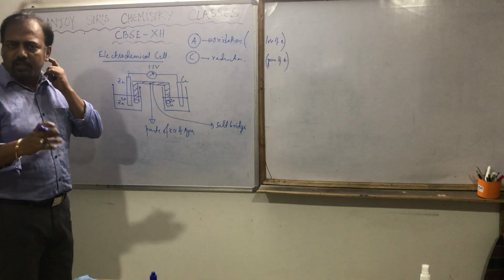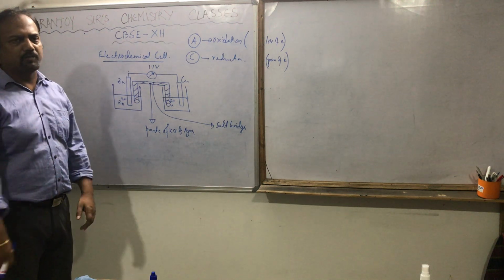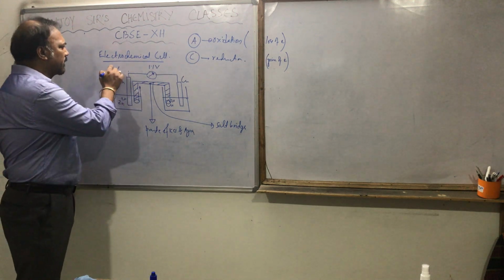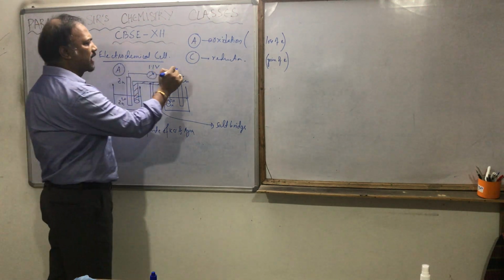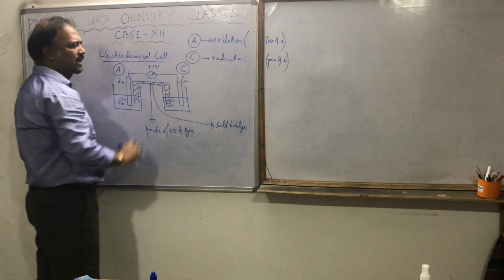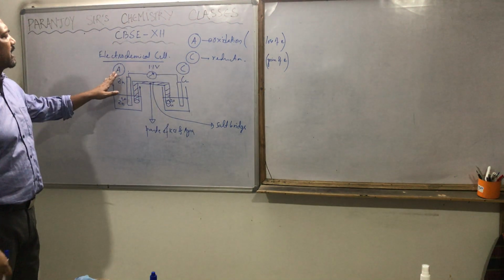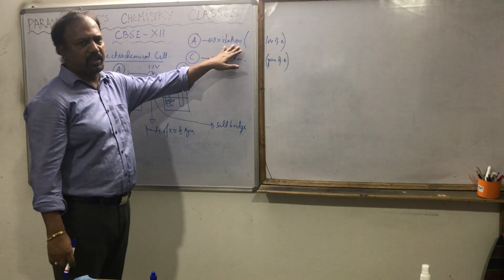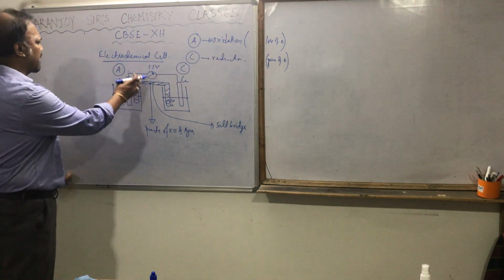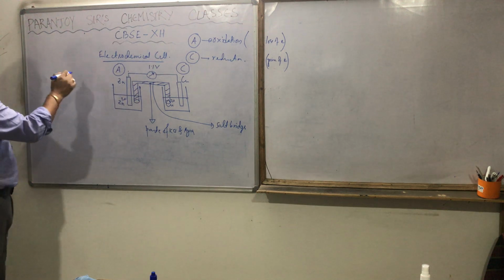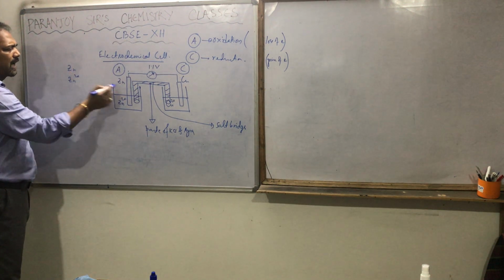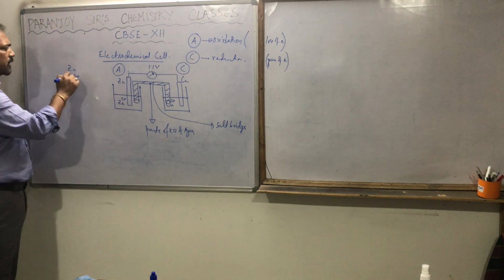Why? You will come to know in due course of time, in 1 or 2 classes only. Zinc is behaving as an anode and copper is behaving as cathode. Zinc is behaving as anode means what? What is happening over here? Oxidation is taking place. Now what is there in the zinc electrode? There is zinc and there is zinc 2 plus. Nothing else is there.